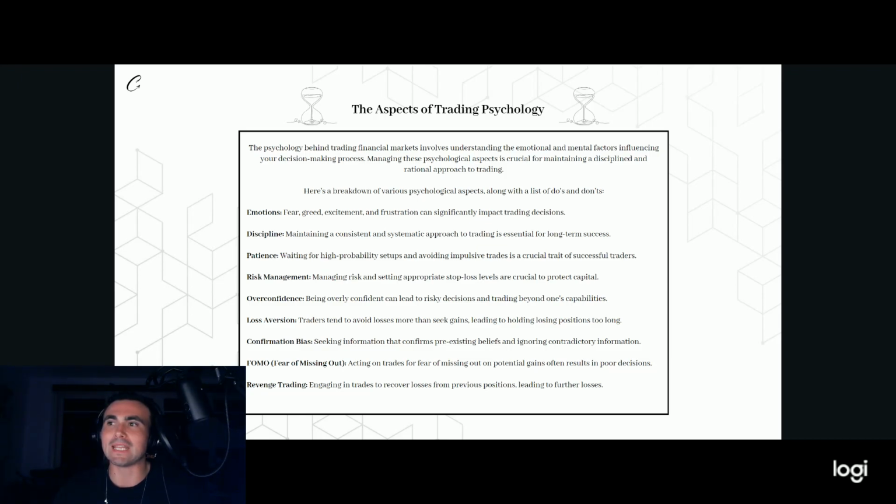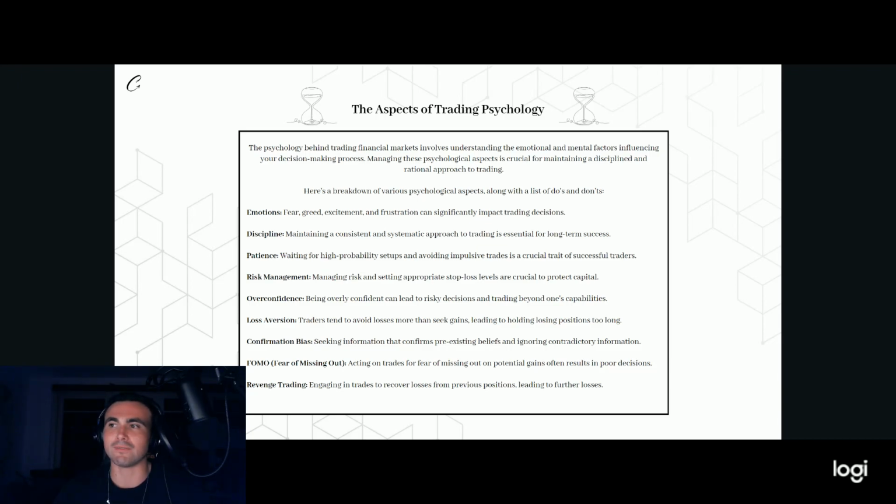Overconfidence. Being overly confident can lead to risky decisions and trading beyond one's capabilities. Loss aversion. Traders tend to avoid losses or crystallizing losses more than seeking gains, leading to holding a losing position for too long. Confirmation bias.